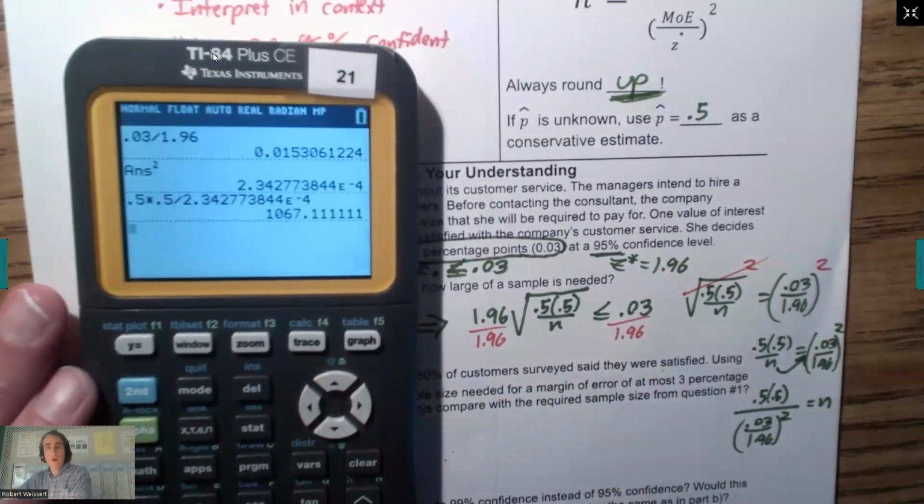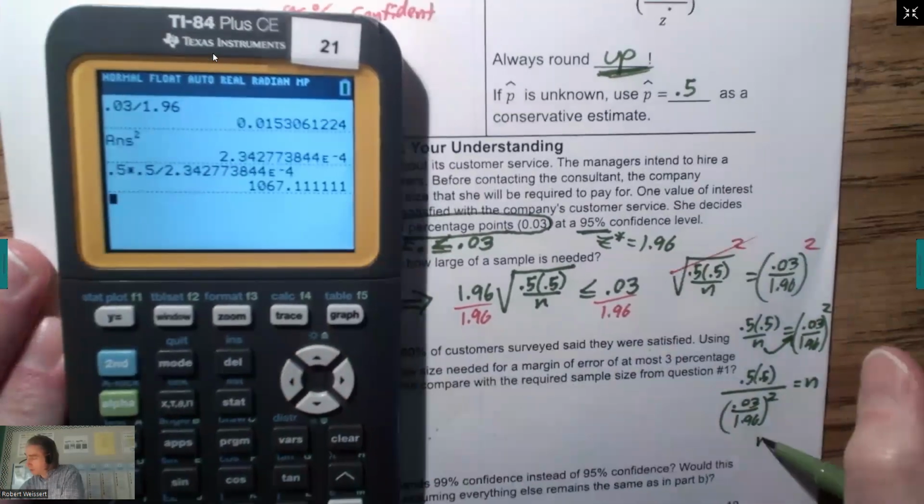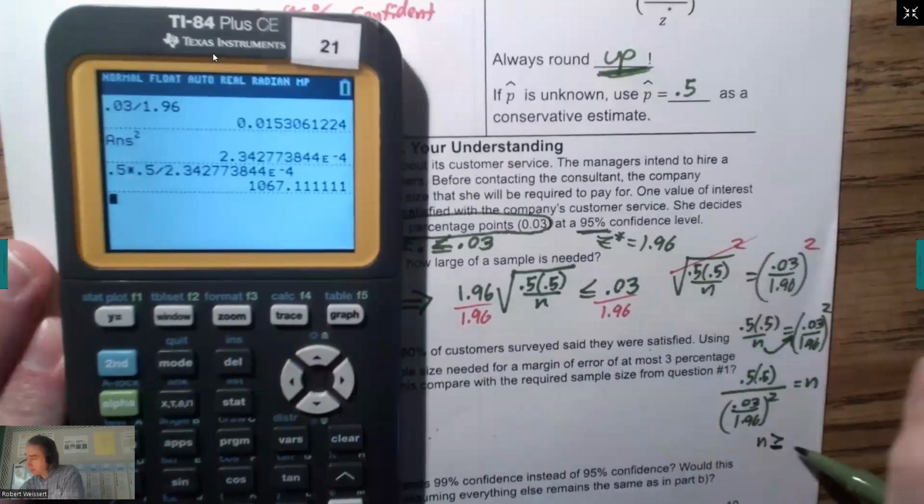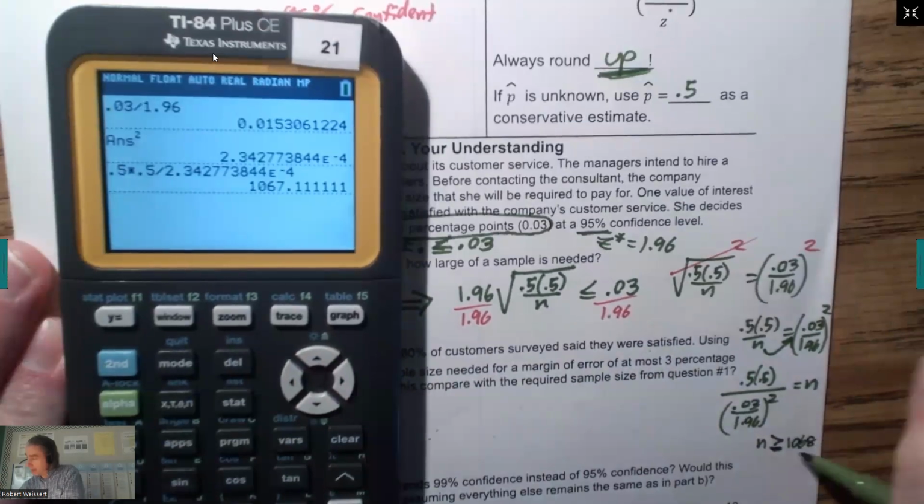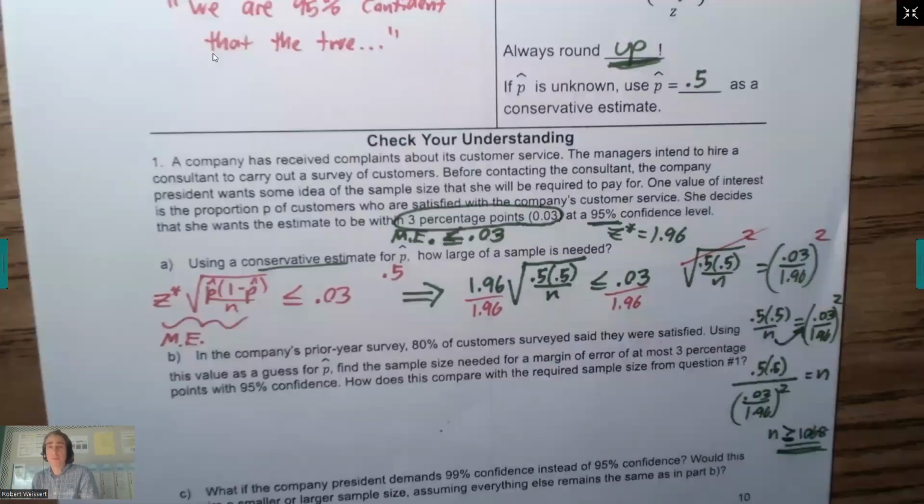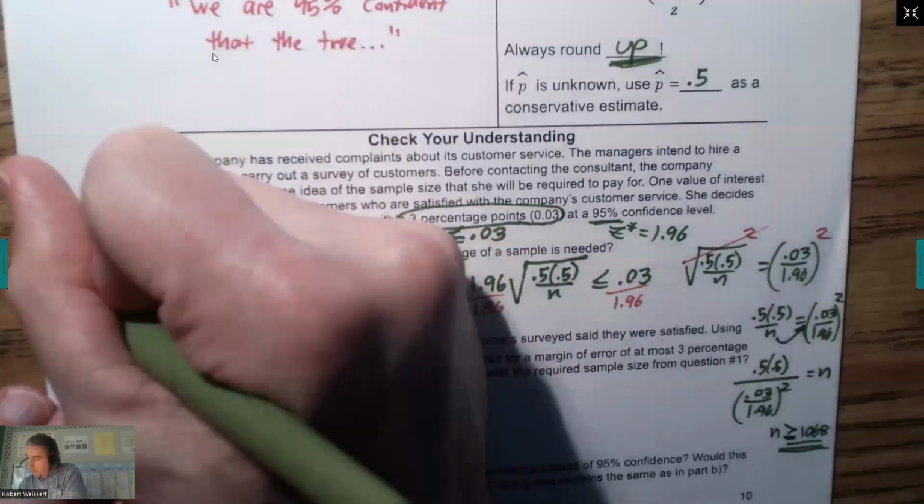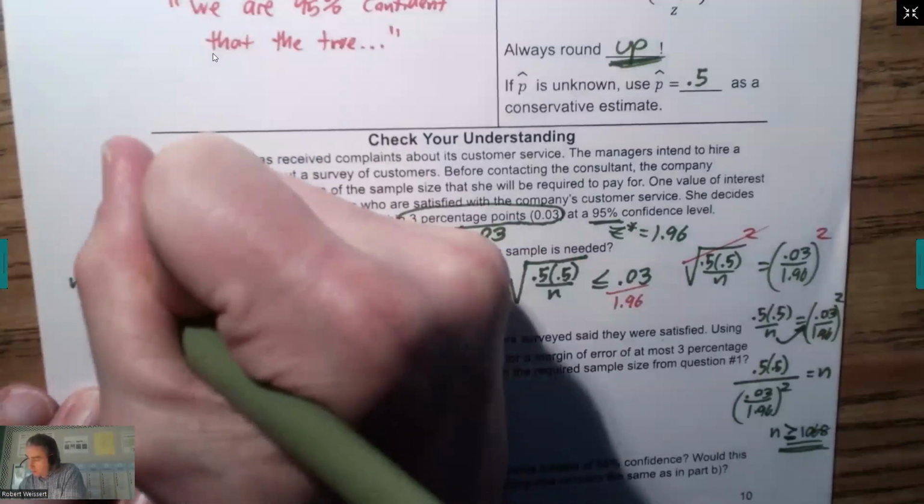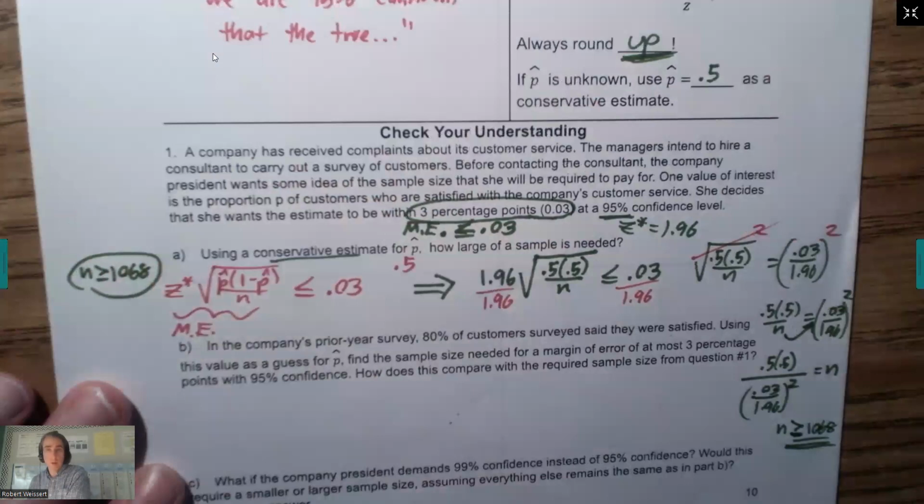Divide by that, and then round up. So n should be at least 1068. Okay, 1068 is the smallest sample size to be able to come up with that.